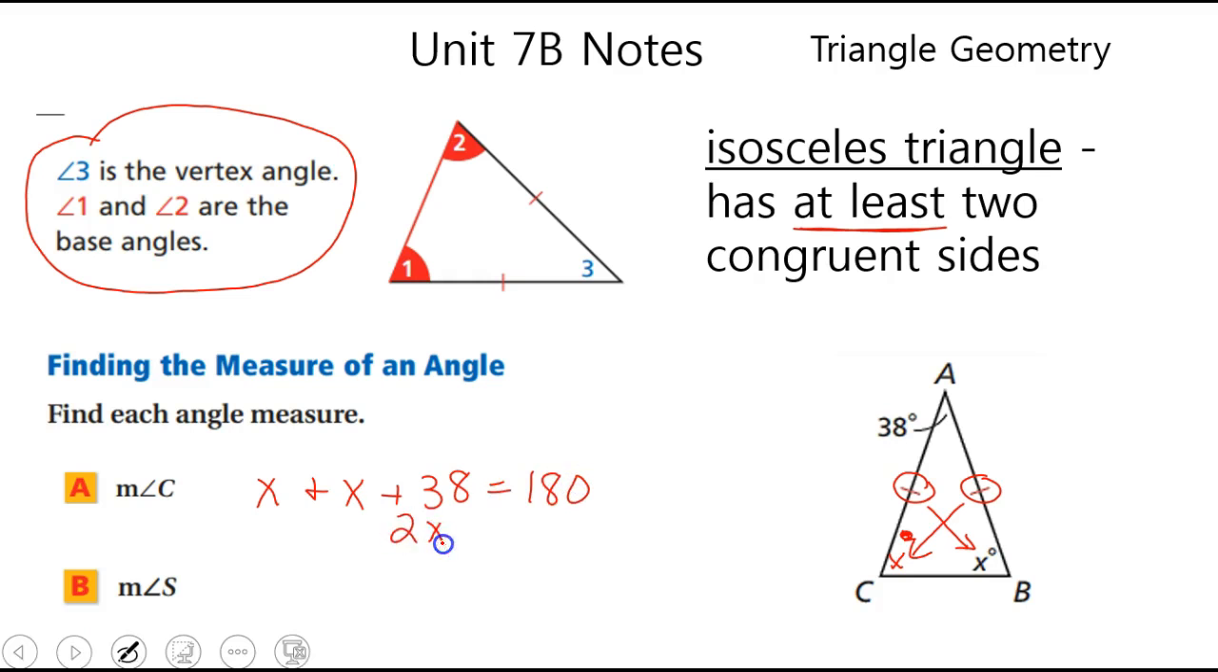You end up with 2x plus 38 is equal to 180. Subtract your 38 from both sides, and you're left with 142 degrees. If you take that and divide it by 2, you can tell what x is. And in that case, it is 71 degrees. So the measure of angle C is 71 degrees.